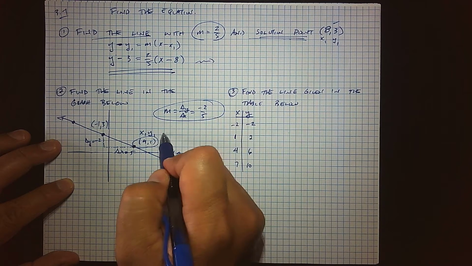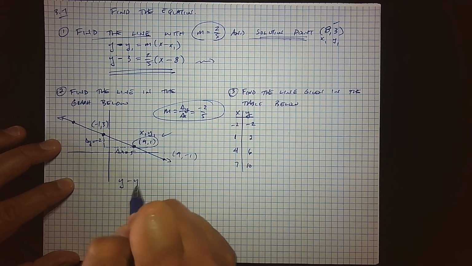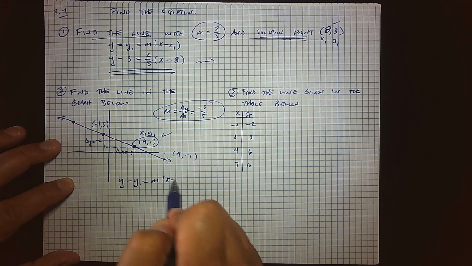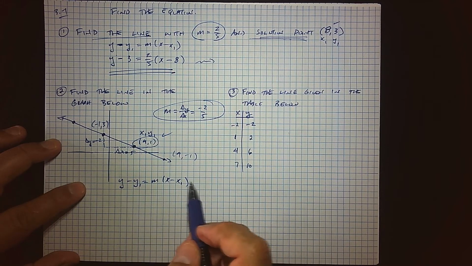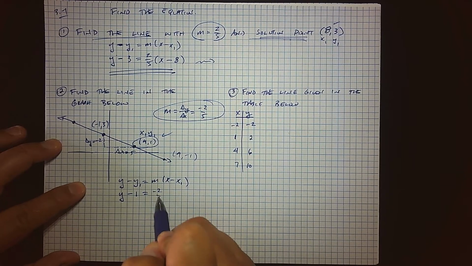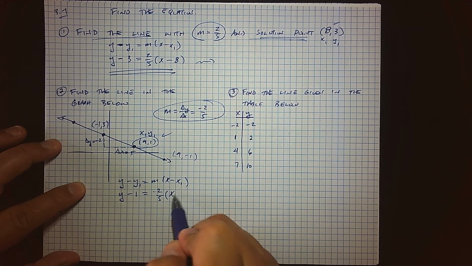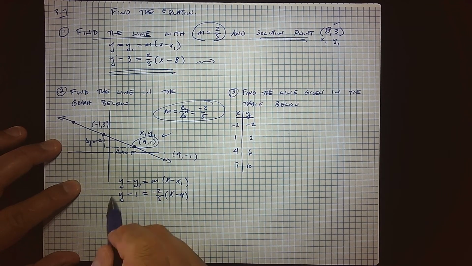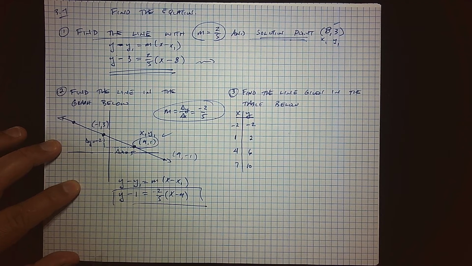So I have a slope, I have a point. So what's the equation of this line? We'll just plug in what we know. So we got y minus 1 equals -2/5 times x minus 4. So there would be my equation of the line for that one.